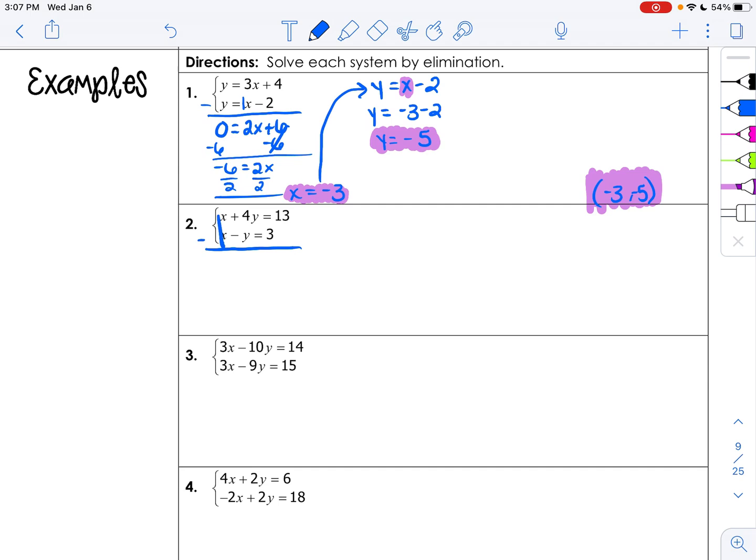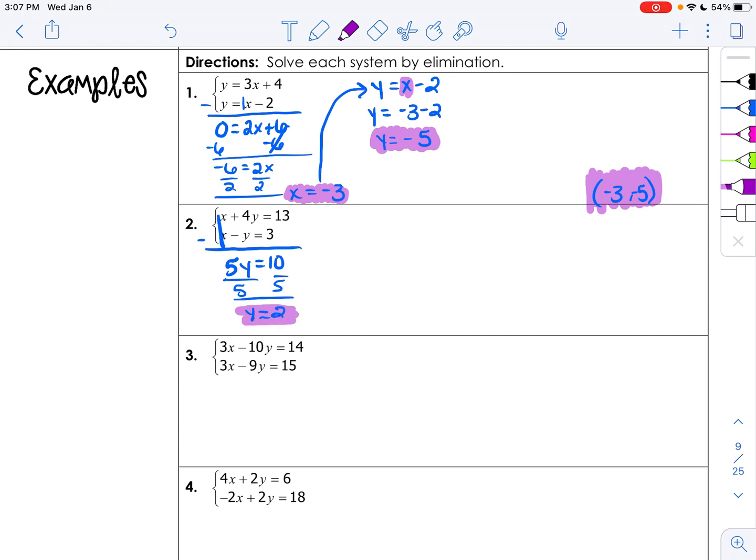So 4y minus negative y, which is 4y plus y, is 5y, equals 13 minus 3 is 10. Make sure you're subtracting all the way across. I'm going to divide both sides by 5, and I find that y equals 2. So here's the first half of my answer.